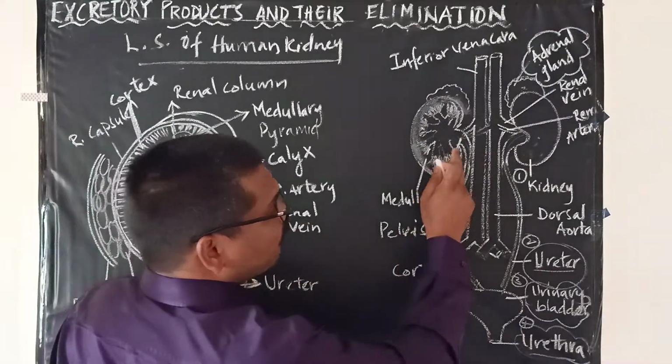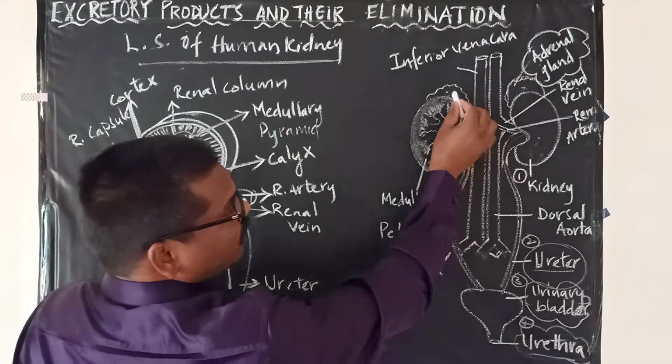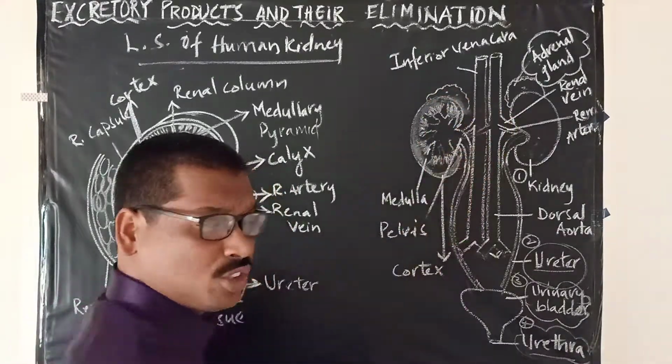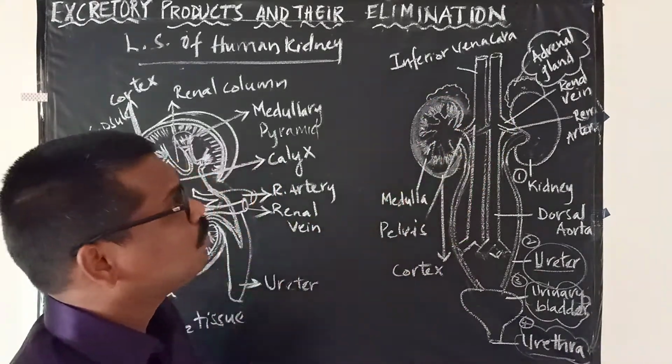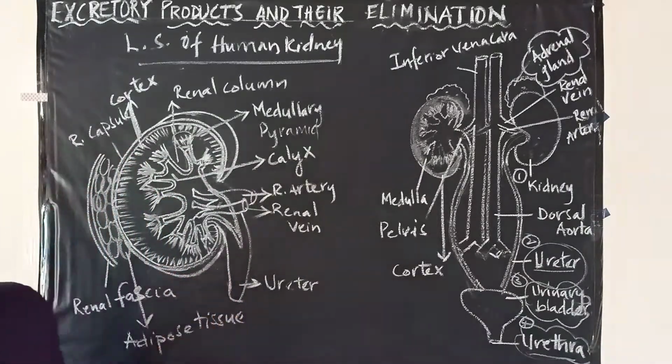And here, if you look, there are two blood vessels which are entering and leaving the kidneys.